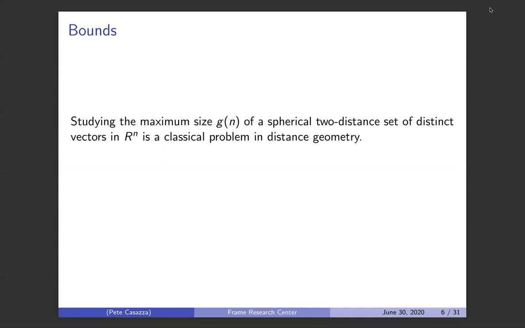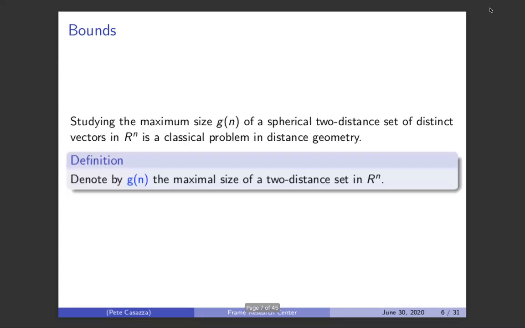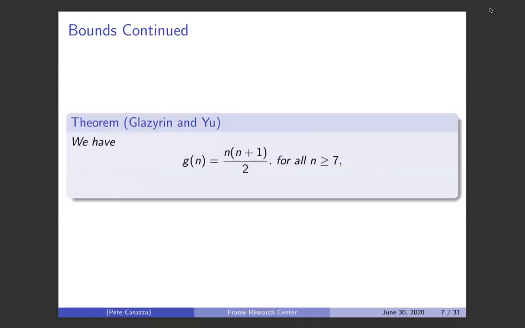Something that was worked on for a very long time was the maximum size of a spherical two-distance set of distinct vectors in R^n. This has been a classical problem in distance geometry for quite a while. Just recently, it was resolved. So we will denote by G(n) the maximal size of a two-distance set in R^n. And I don't know how to pronounce this person's name, Glazyrin and Yu. They proved that G(n) is n(n+1)/2 for all n greater than or equal to 7.